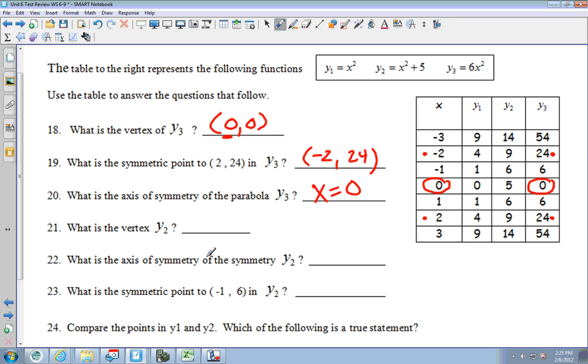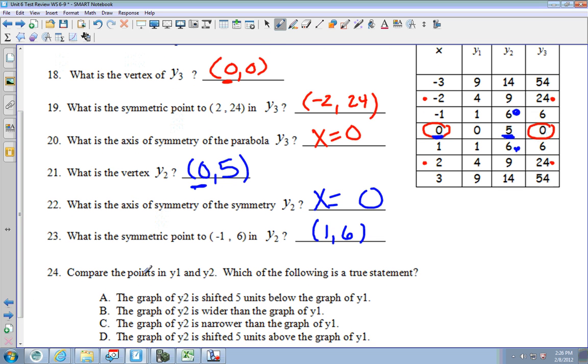What is the vertex of y2? I've got 5, and there's my x, so I've got 0, 5. My axis of symmetry, x equals the x number of the vertex, x equals 0. Symmetric point to -1, 6. -1, 6 goes right down here with 1, 6.